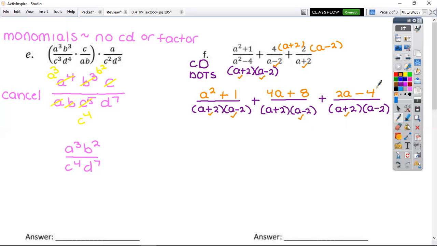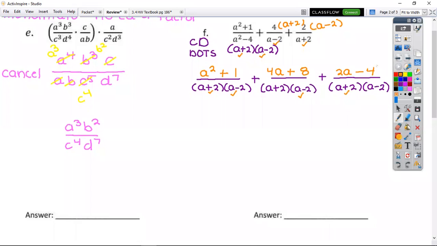Okay. At this part, and this is where I had some trouble yesterday. What you need to do with these is not refactor them. What you need to do is combine like terms in your numerator. Okay, so don't go back and factor it, otherwise you're back to where you started. You need to move forward, which means combine like terms. So the whole numerator. So I have a squared. 4a and 2a is 6a. I have 1 plus 8, which is 9, minus 4 is 5, over my denominator.